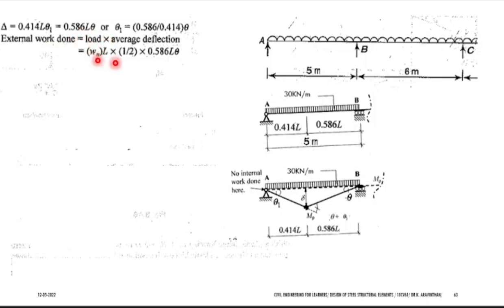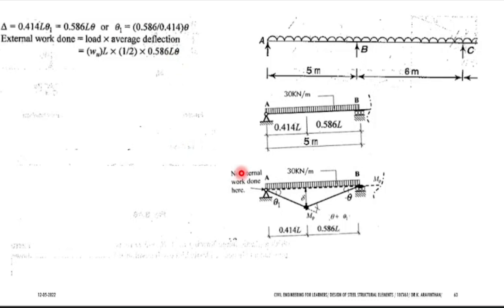Load is WU. You can take this as a constant. Write WU into what is the area of triangle? Half into total distance. Total distance is L and this height is 0.586 L theta. Now your external work done is over. How will you find internal work done?